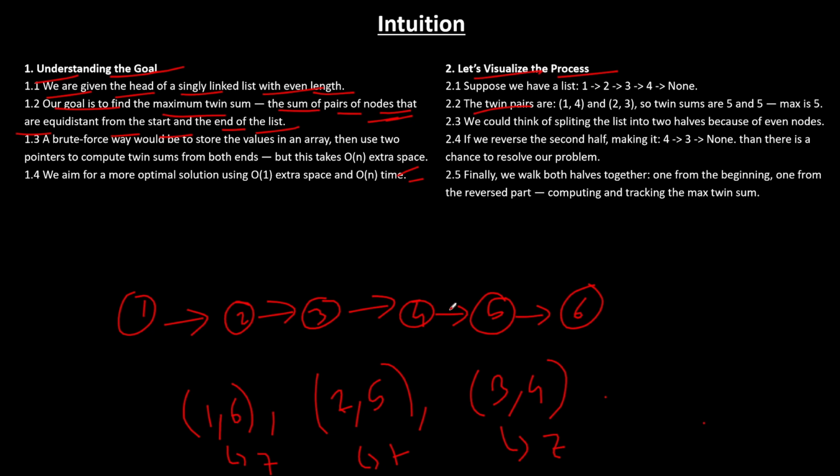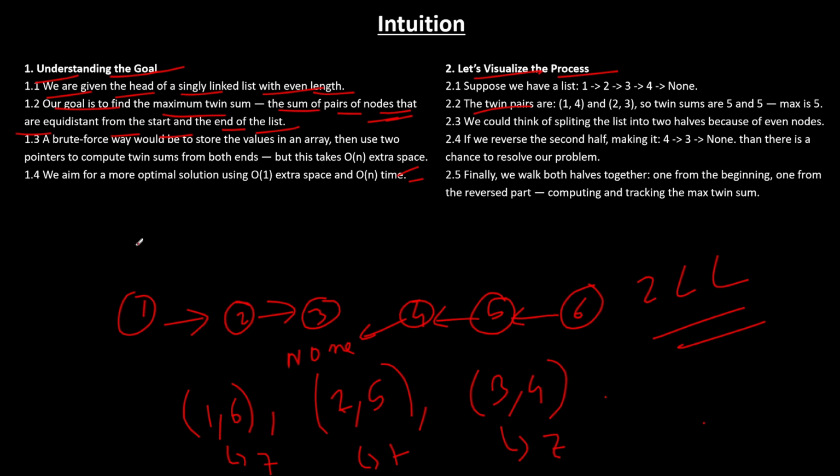So what we could think of, let's try to imagine what if I remove these arrows, or these pointers. And if I point them in the opposite direction this way and point this to a None value, we get two linked lists. Fine. How will this help us?